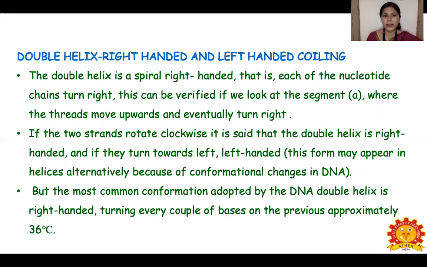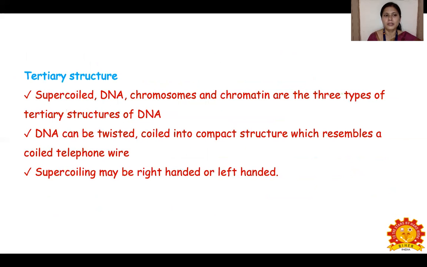The double helix is a right-handed spiral, that is, each of the nucleotide chains turns right. This can be verified if we look at the segment where the threads move upward and eventually turn right. If the two strands rotate clockwise, it is said that the double helix is right-handed, and if they turn towards the left, it is called left-handed. This form may appear in helices alternately because of conformational changes in DNA. But the most common conformation adopted by the DNA double helix is right-handed, turning every couple of bases by approximately 36 degrees.